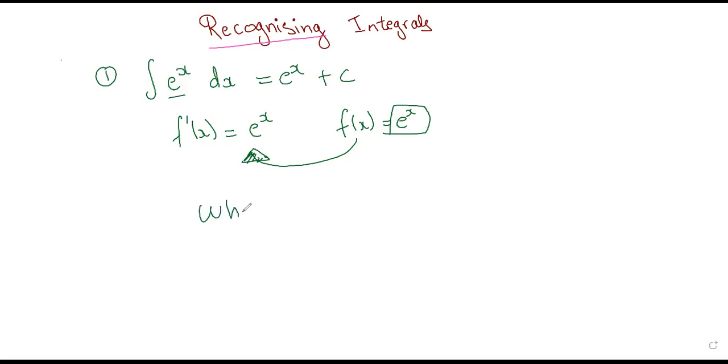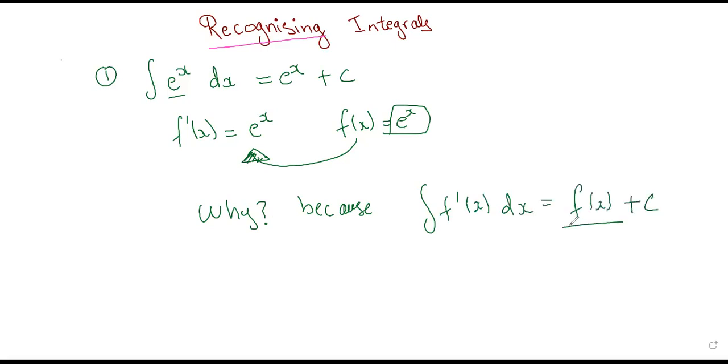Why? Because integration of f dash x dx is basically f of x plus c. This is how you recognize. Okay, this is a very simple example, but this is how you do it. Is this example clear? Yes. Okay, very good. Let's talk about a little complicated example.